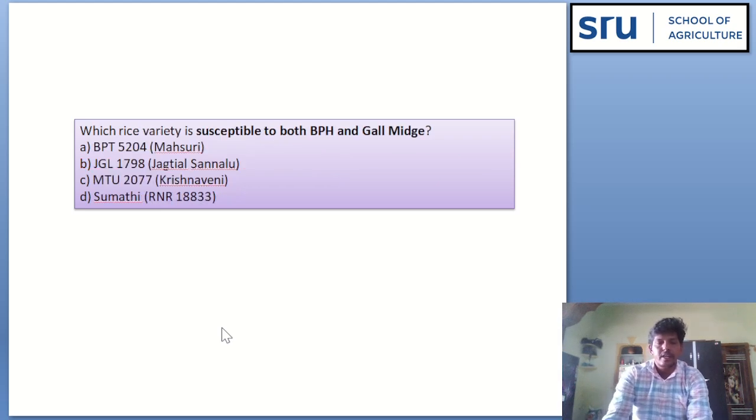Which rice variety is susceptible to both BPH and gall midge? BPT 5204 Masuri, JGL 1798 Jagityal Sannalu, MTU 2077 Krishnaveni, Sumati RNR 18833. Here the correct answer is BPT 5204 Masuri. It's a variety susceptible to both BPH and gall midge.